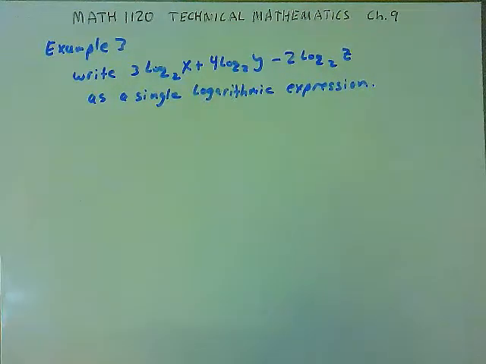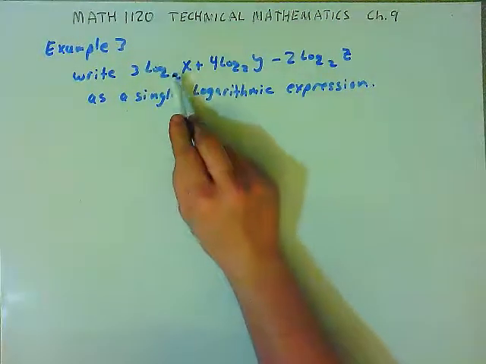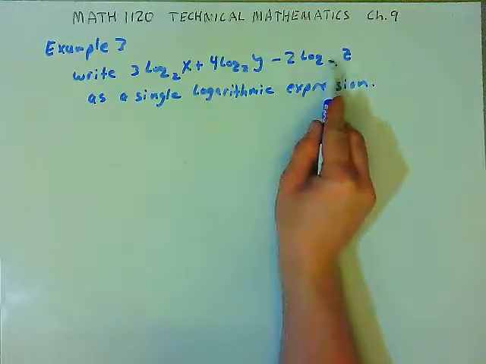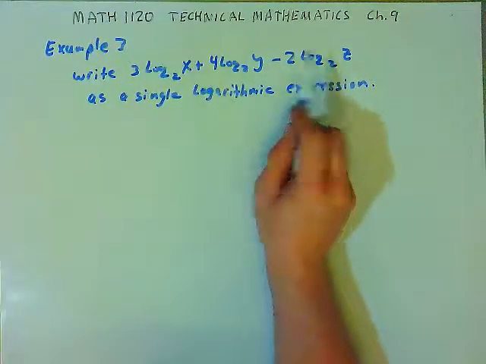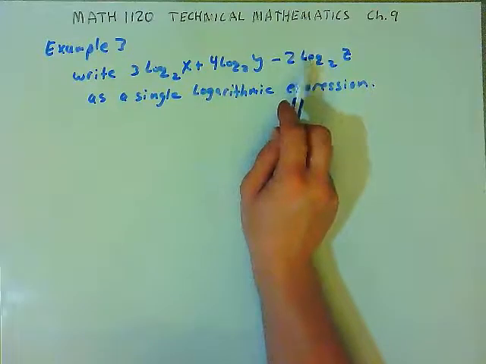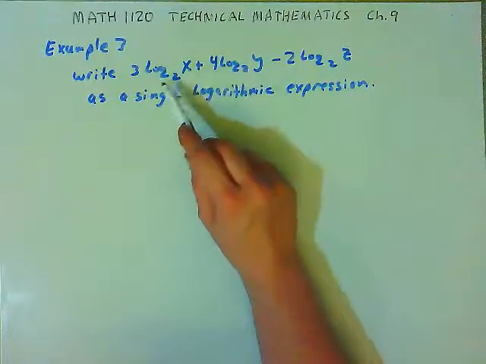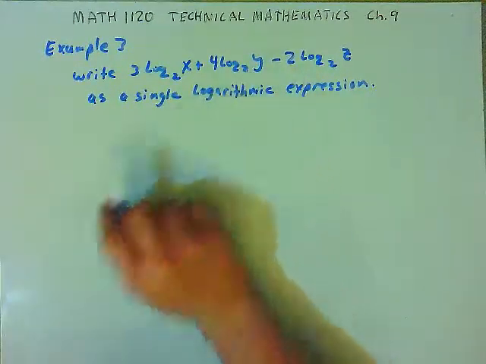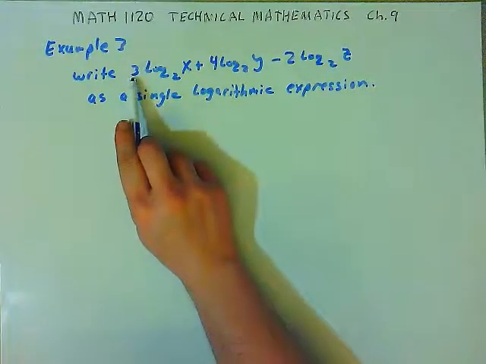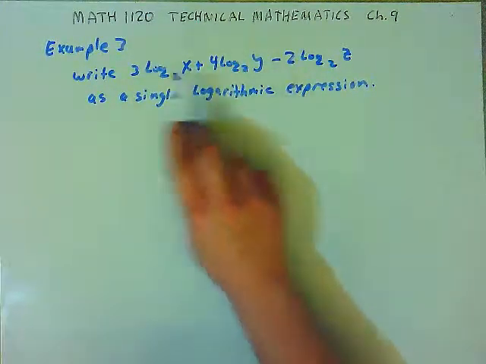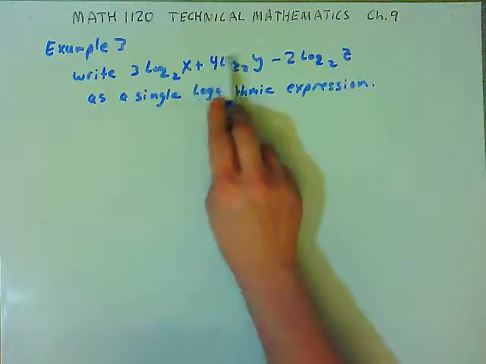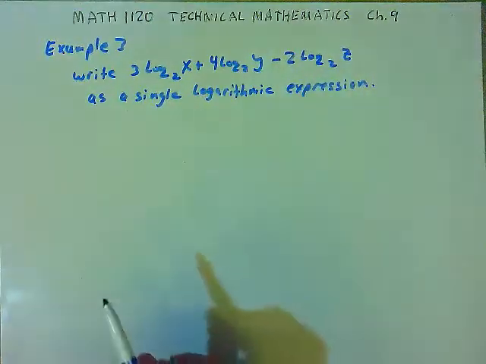And so I should start by saying that this only works because the bases are the same. This only works if all 3 bases are 2. I can only combine logarithms into single logarithms if the bases are the same. And so the first thing I want to do is get rid of the multipliers. I have to put these up as the exponents inside the arguments of the logarithms.